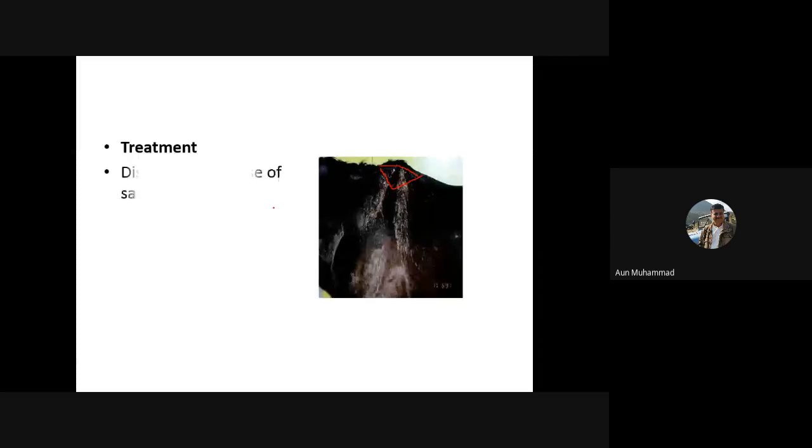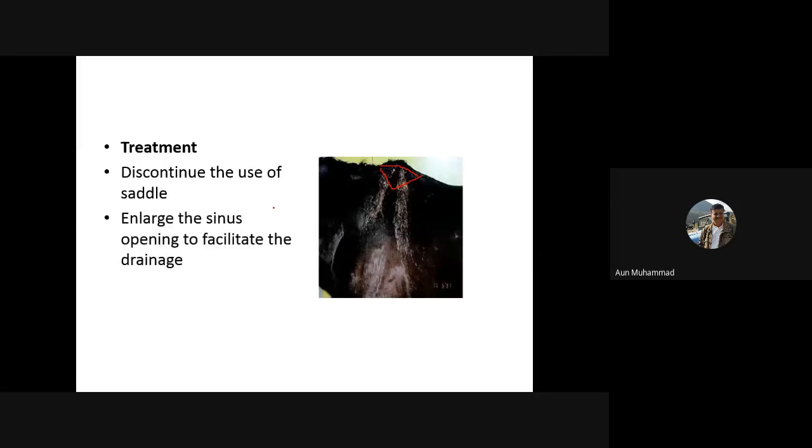So we first have to cull out the causative agent, or the instigating cause. Like if it is because of the saddle, the use of the saddle should be discontinued. We have to enlarge the opening of the fistula and sinus, so that we can drain the contents easily. And we have to remove the necrotic materials after a curating surgery inside.